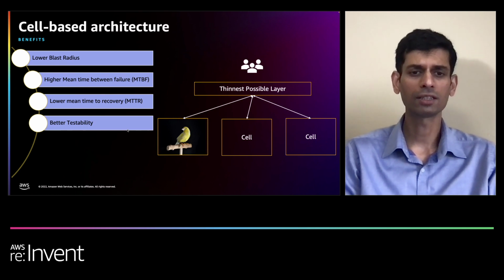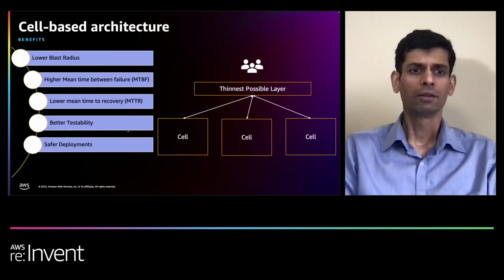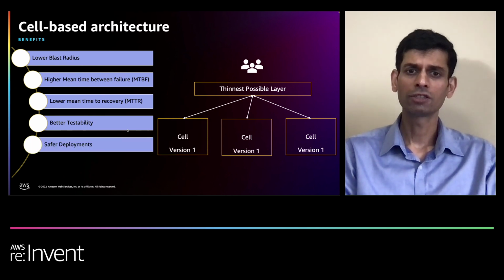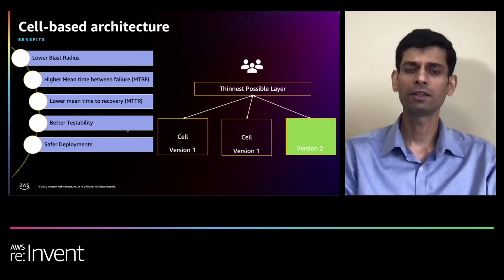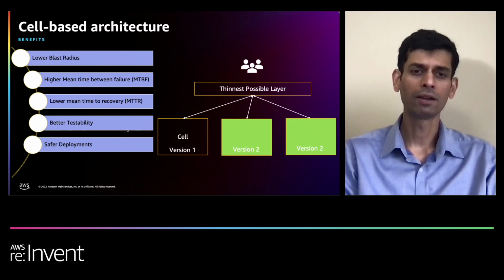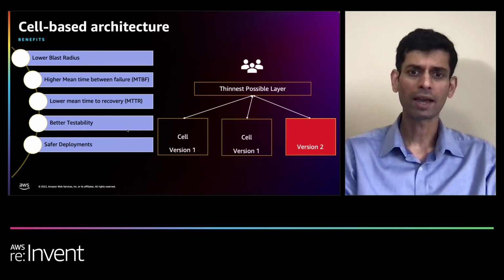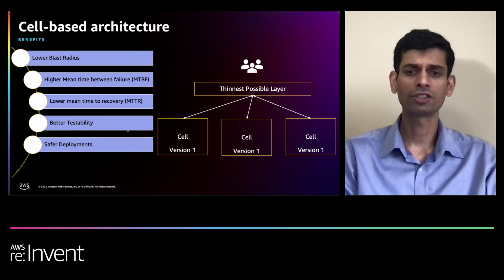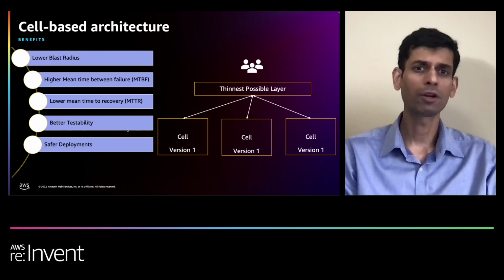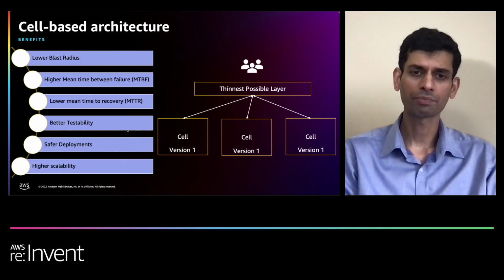to other cells. Now, let's say you have version 1 of your application deployed in all of the cells, and you are coming up with new features in version 2. You can deploy it in one of the cells, make sure it works, and then roll it out to the others. Now, let's say if the deployment goes wrong, you can always roll it back without having an impact to the other cells. So this reduces the blast radius from the standpoint of problematic deployments as well.